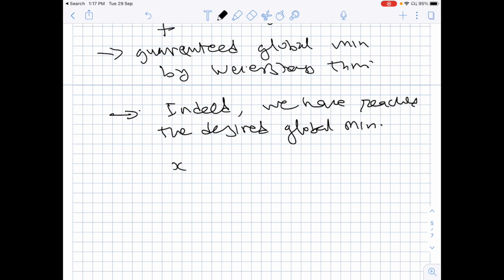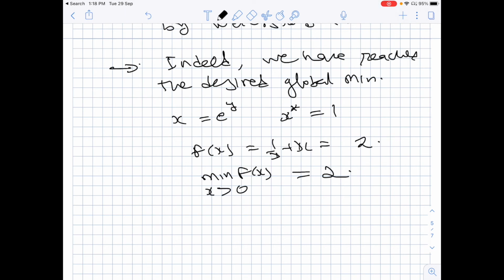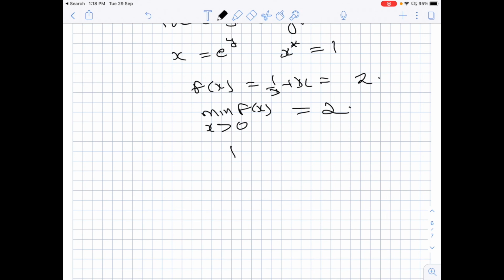So then, what is x here? e to the power y. Since y is 0, what is x star? x star becomes 1. And so what becomes of f of x, 1 by x plus x? That becomes equal to 2. And this is actually the minimum.